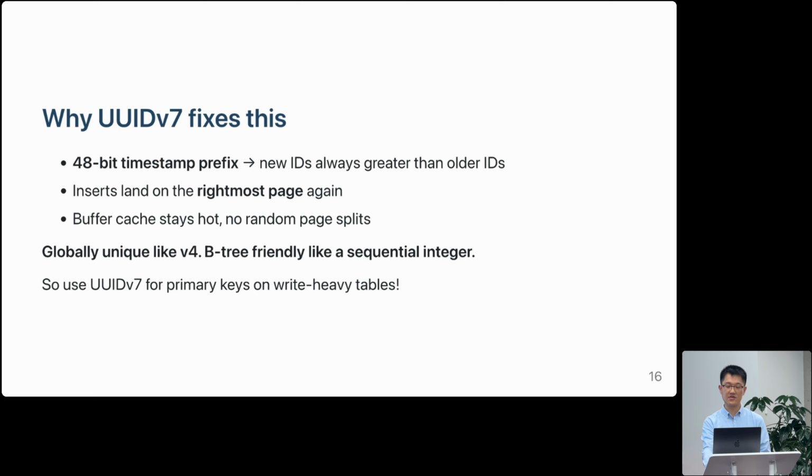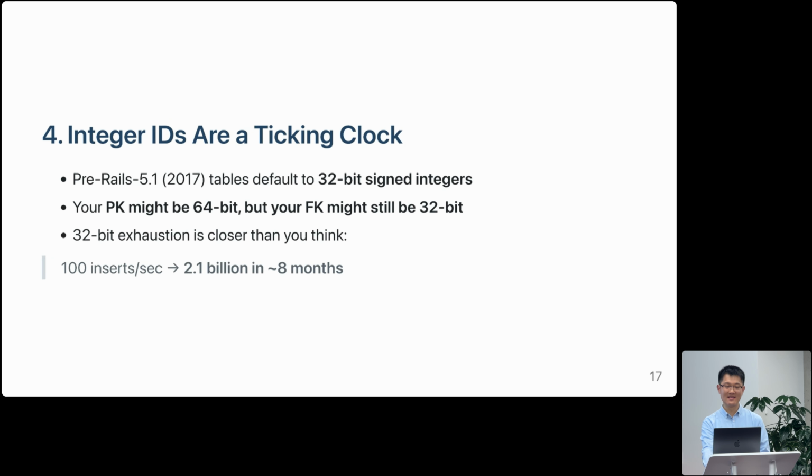So we talked about these trade-offs, and next let's talk about integer IDs being a ticking time bomb. Before Rails 5.1 in 2017, tables used 32-bit signed integers, which gives you about 2.1 billion records. That might seem like a lot, but if your system inserts records at maybe 50 a second, that doesn't give you much runway. If you inserted 100 records every second, you would only have about 8 months of runway before you run out of 32-bit numbers. We learned that the hard way at Buildkite, not once, but twice.